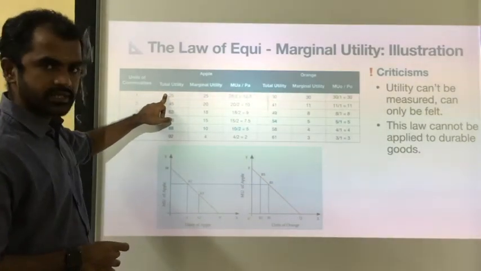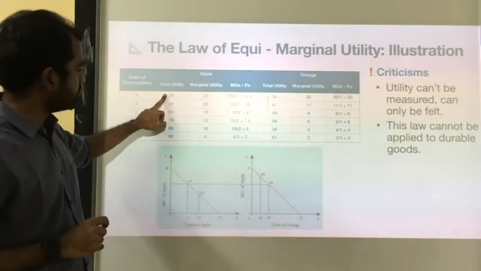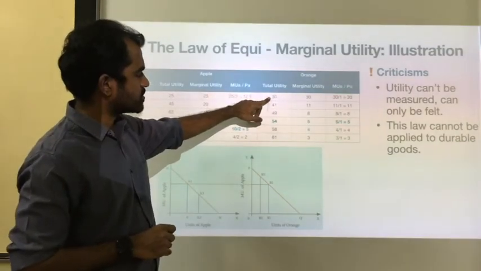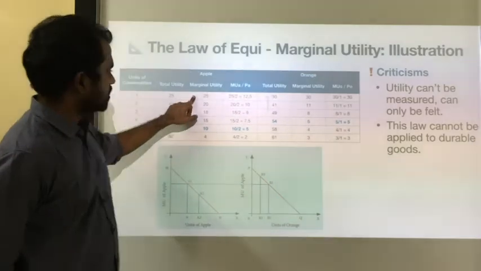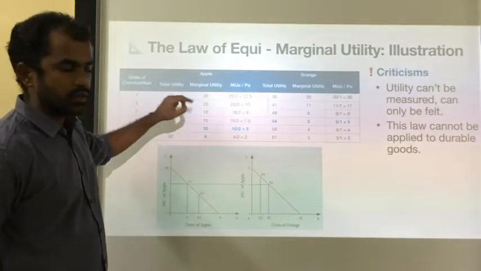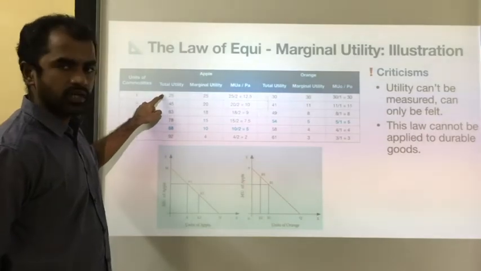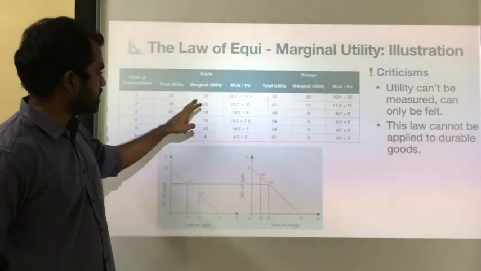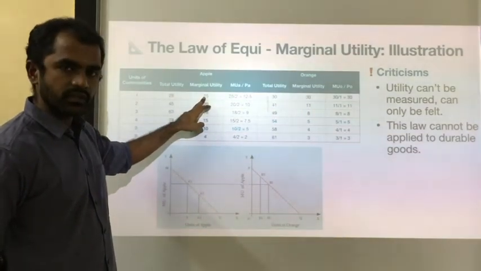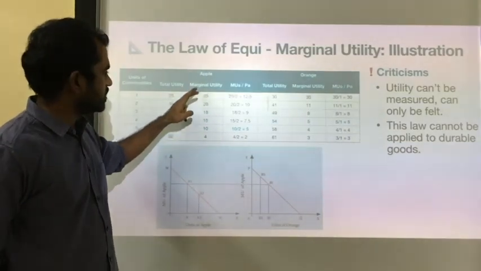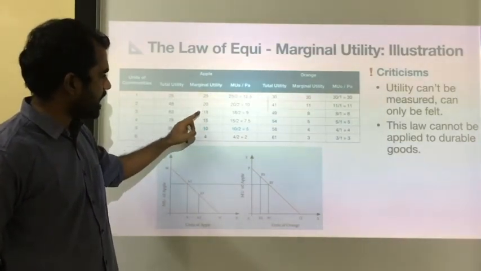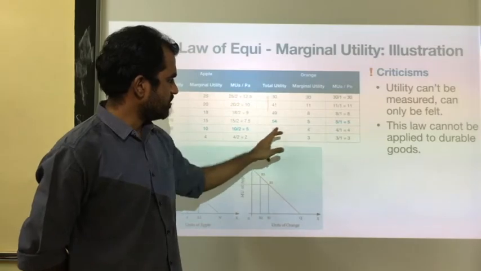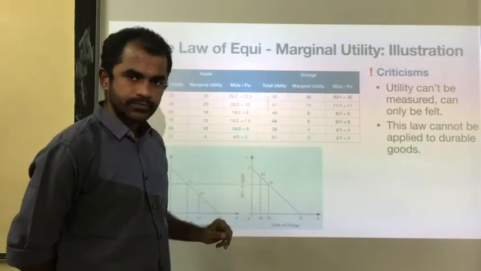The total utility here is from the first unit of apple 25, 45, 63 and it goes up to 92. Similarly, for orange it starts from 30 to 61. We already know how to calculate marginal utility, which is deducting the total utility of the first unit from the total utility of the second unit. So what we have here is, for the first one we have the entire total utility as marginal utility. From then on we keep deducting and we have 20, 18, 15, 10 and 4. Similarly here 11, 8, 5, 4 and 3.